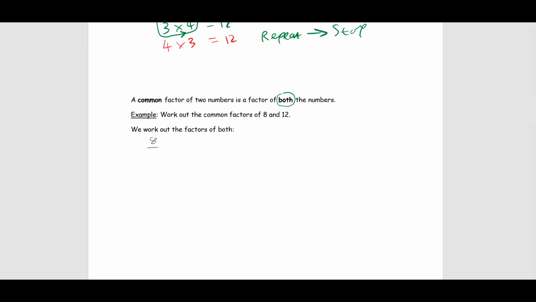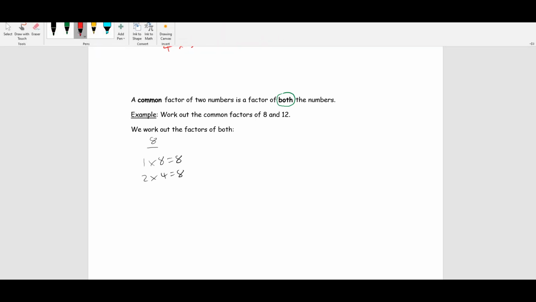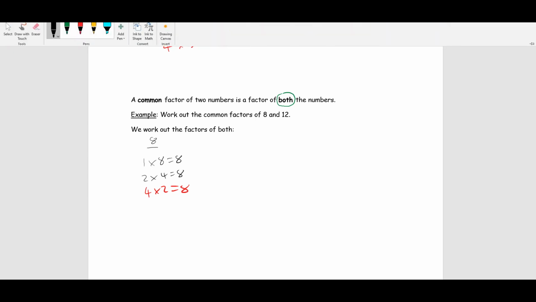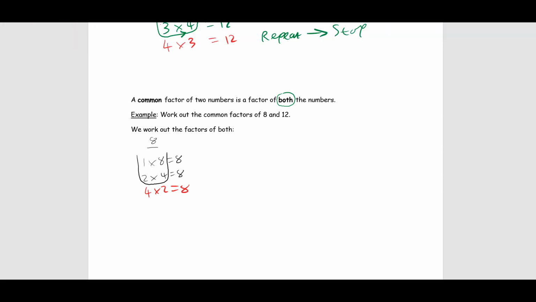So if we look at the factors of 8, we have 1 times 8 is 8, 2 times 4 is 8, and then 3 is not a factor of 8 because 8 is not in the 3 times table. So we go up to 4, but when we get to 4, we have 4 times 2, which is a repeat. So now we can stop. We know we have listed all of the factors. So we have 1, 2, 4, and 8. I put them in curly braces to show that it's a set, and we can say that set is the factors of 8.